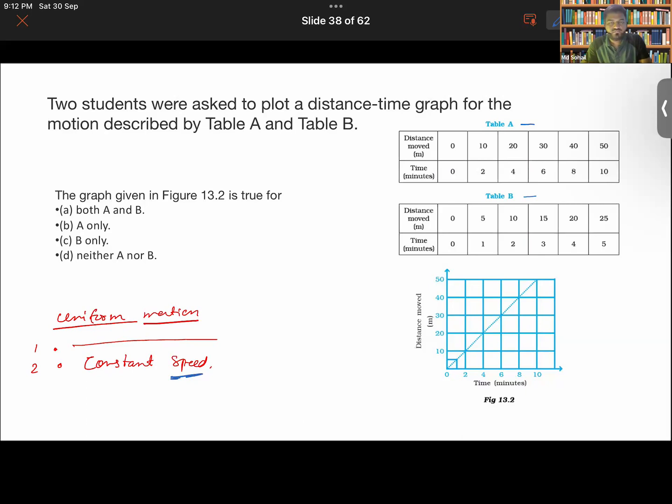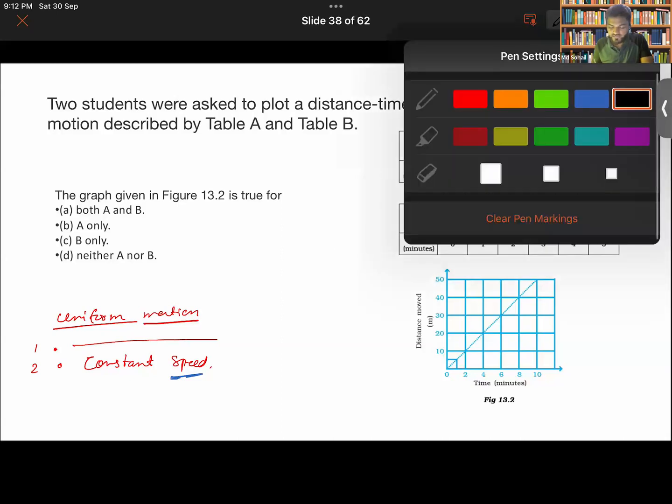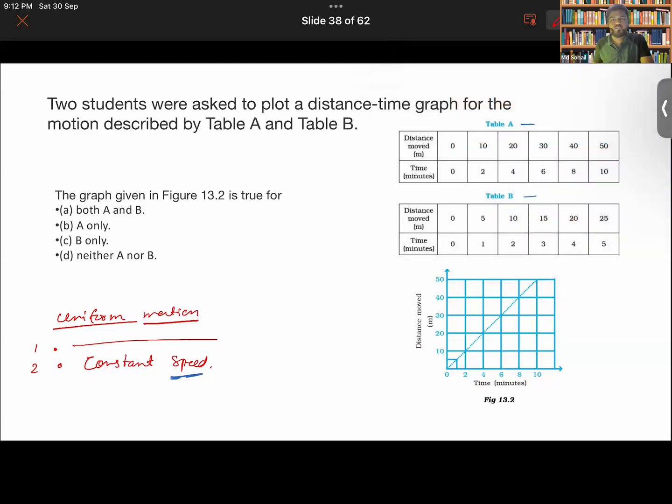Table A. Okay, let's check that. It's table A. Here, when we divide 10 by 2, it's 5. When we divide 20 by 4, it's 5. When we divide 30 by 6, it's 5. When we divide 40 by 8, it's 5. And when we divide 50 by 10, it's 5. So the speed is not changing. Exactly, so 5 meters per minute.